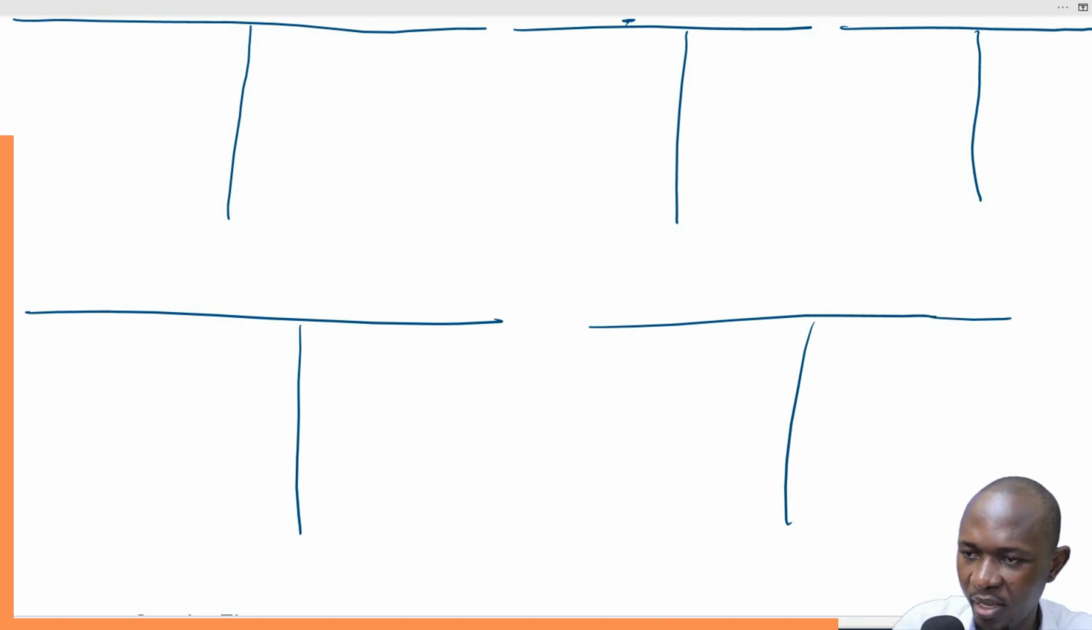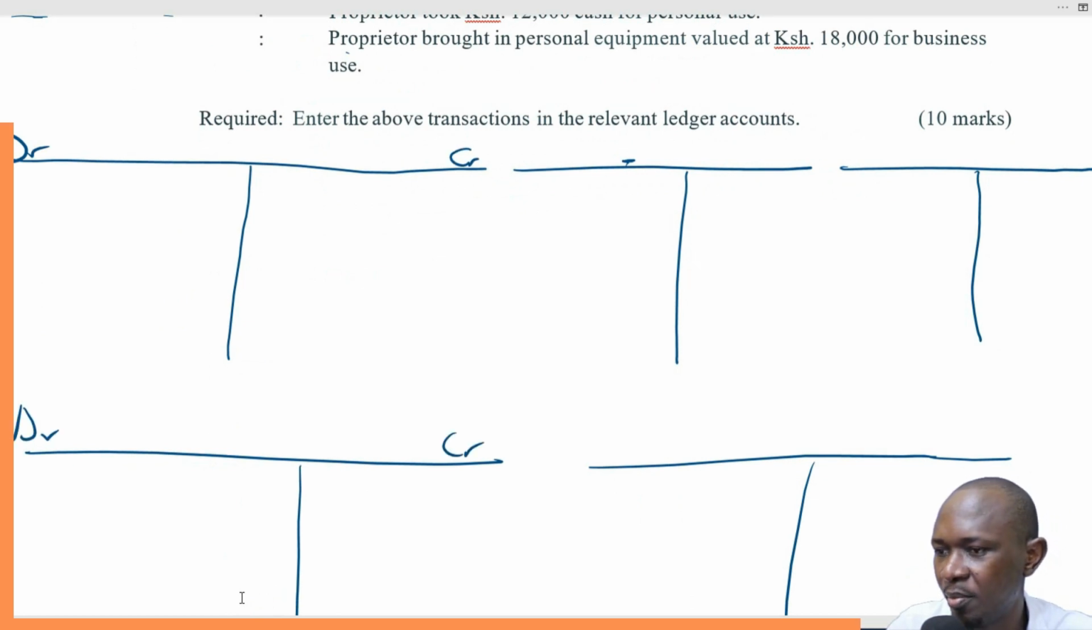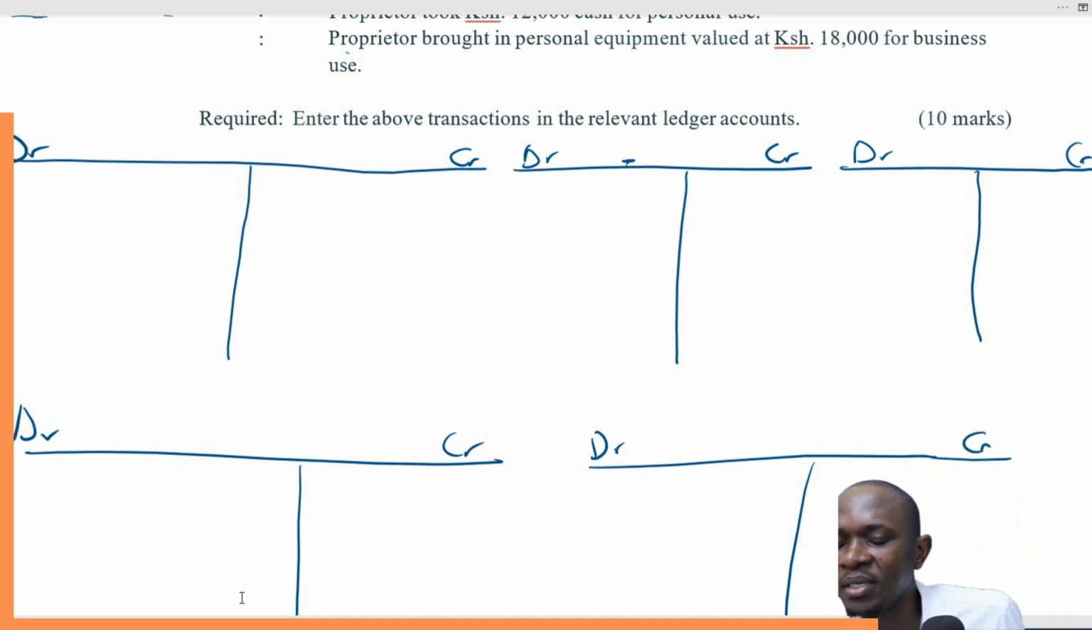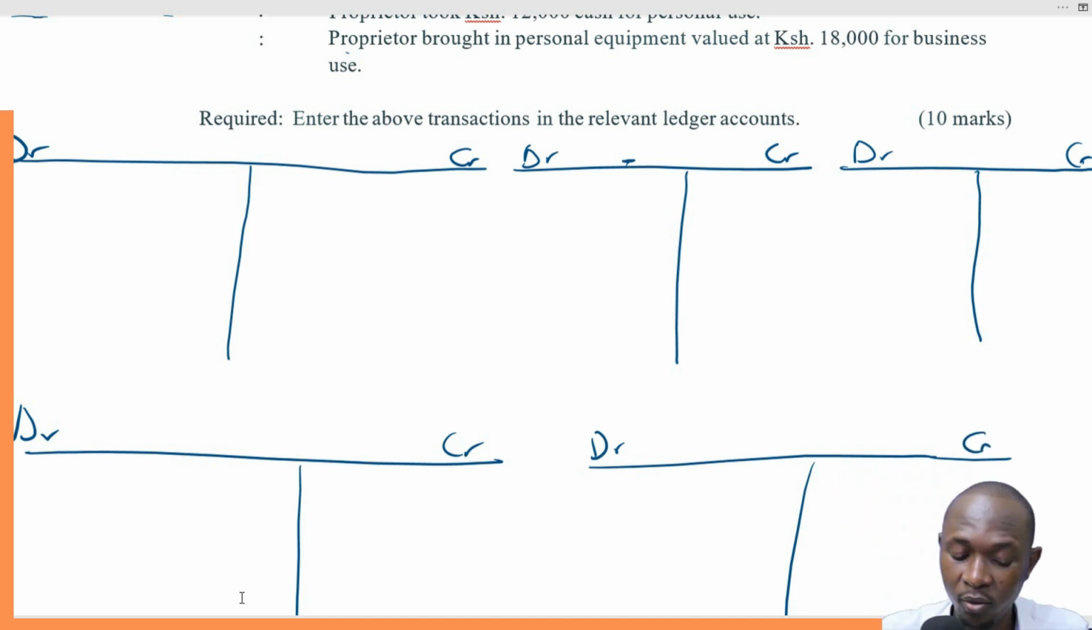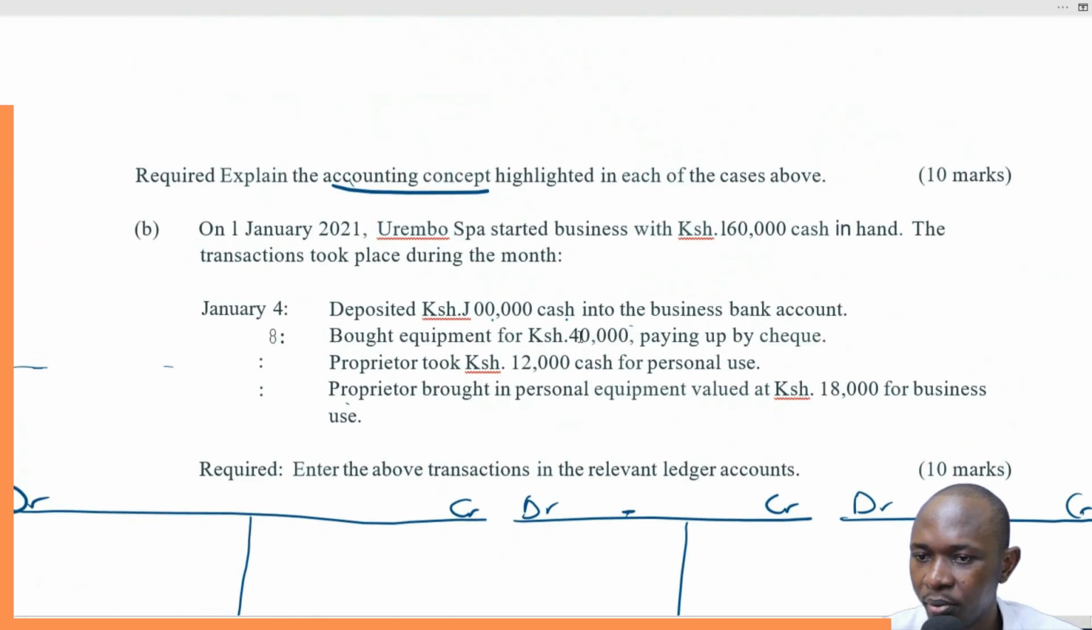Now then we have, of course, the debit and the credit. All these T accounts, these are the ledgers. We have debit, credit, debit, credit, debit, credit. But don't draw this in an exam situation. Don't start by drawing this, because you never know, they might be filled up, and maybe you still need some space. So just go step by step.